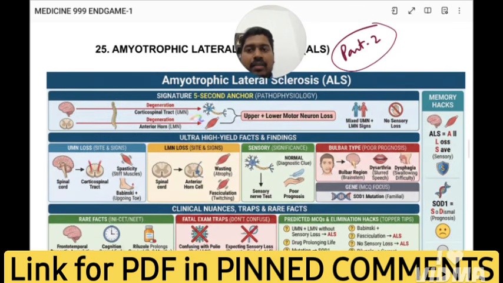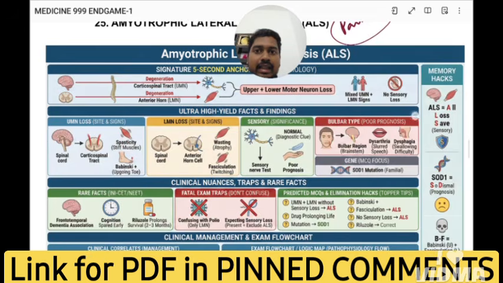So the basic pathophysiology of ALS is that it's a combined upper motor neuron plus lower motor neuron defect. Basically there is a degeneration of the corticospinal tract, which originates from the higher centers, and it also involves the spinal cord level, the anterior horn cells. So it is combined, that's why we get mixed UMN and LMN signs. The sensory part is not affected, only the motor part is affected, hence there is no sensory loss in ALS.